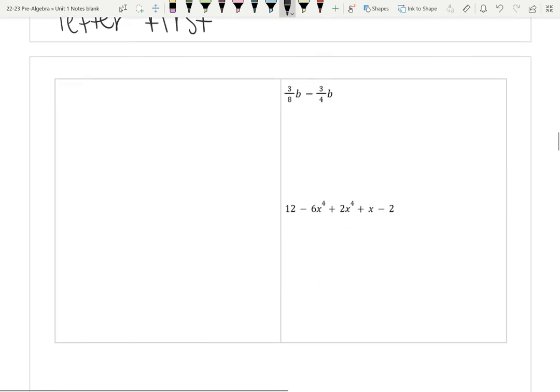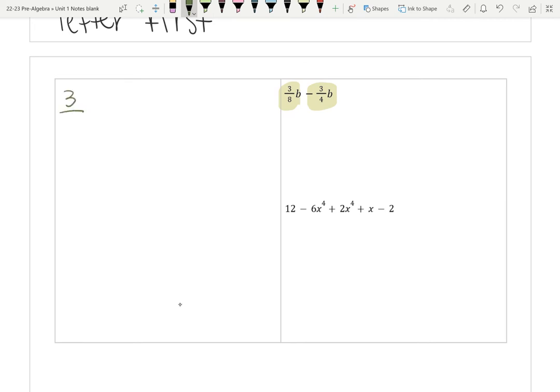Okay, we have a couple more examples here. So our first one here, we have 3/8 b minus 3/4 b. So if you notice, these both just have a b, but they are a fraction. So that's why I put this one in here. I don't want us to be afraid of fractions. So these are both like terms. You have to remember how to add and subtract fractions.